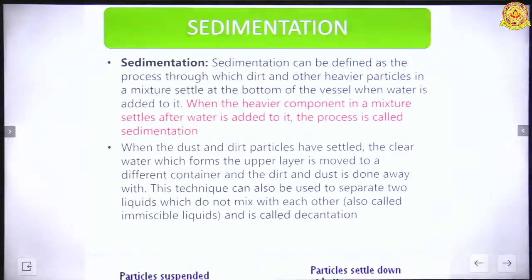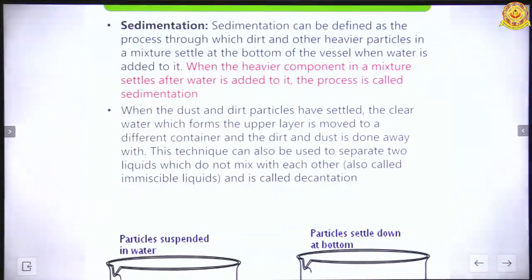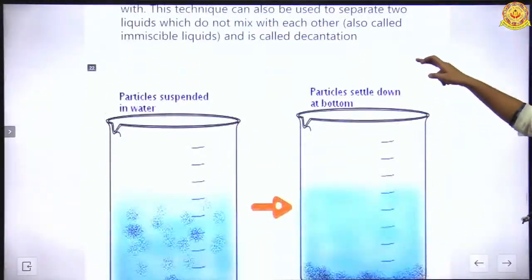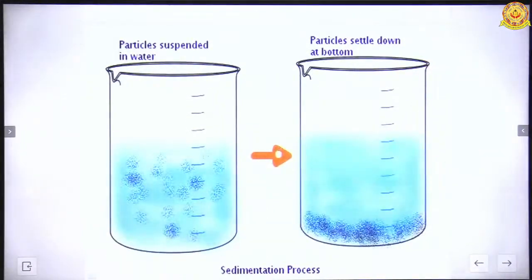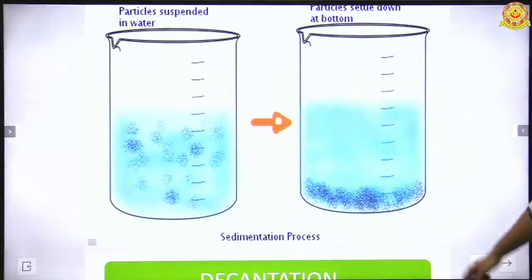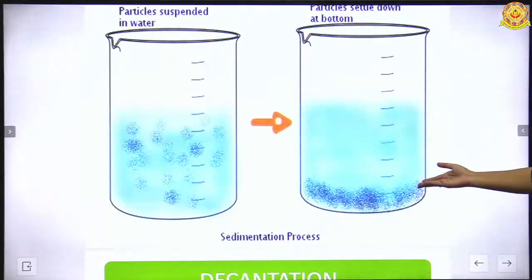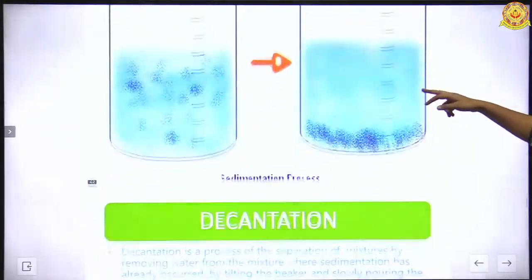And if we talk about solids, when an insoluble substance does not get mixed with the water, it will settle down at the bottom. That is called sedimentation. And to separate immiscible liquids, which do not get mixed with each other, the process is called decantation. You can see over here, particles suspended in water. These insoluble particles do not mix with the water and will settle down at the bottom. That process is called sedimentation.